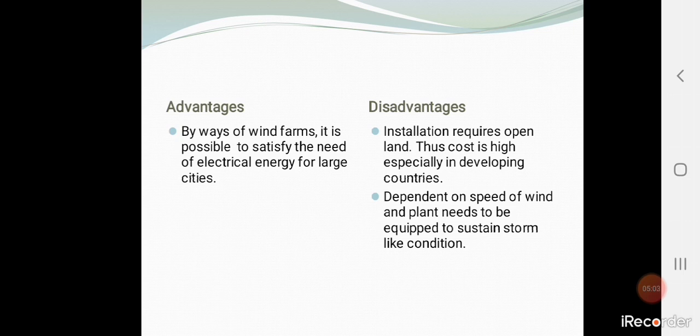Like India, it depends on speed of wind and the plant needs to be equipped to sustain storm-like conditions. Plant means not a tree here. Plant means the windmills. Planting of these windmill machine turbines. We have to plant like this so they will sustain in storm-like conditions. They will sustain in huge rain. There should not be a fall of these plants.